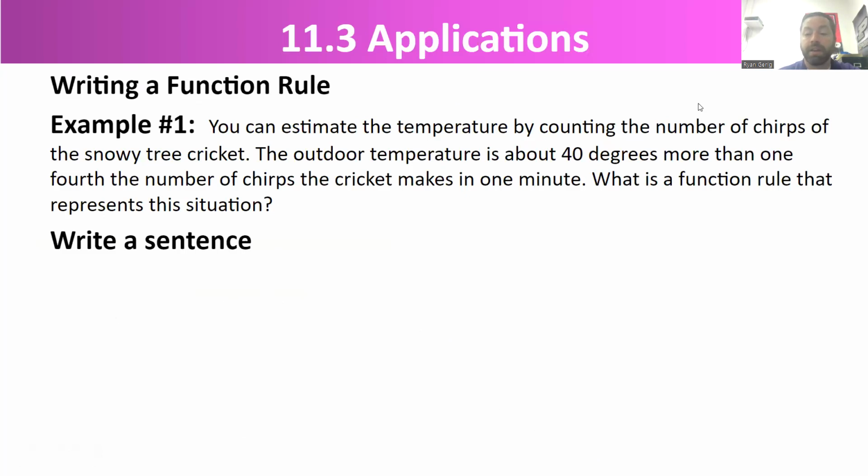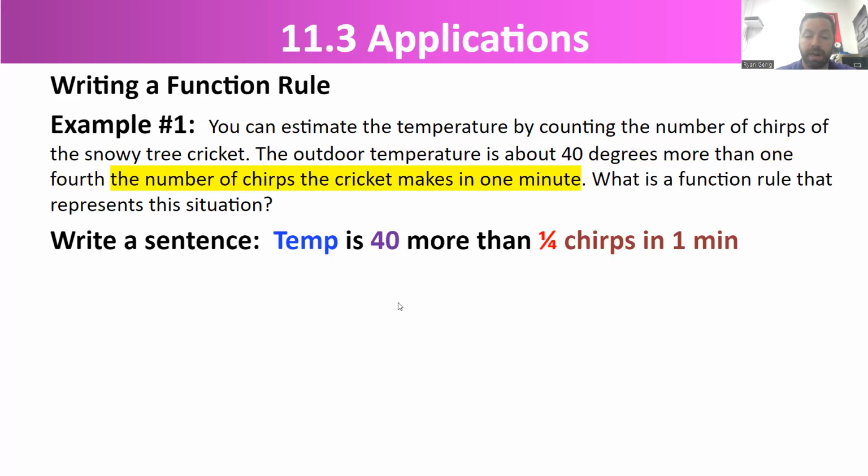So again, I just copied it down there. You can estimate the temperature by counting the number of chirps of the snowy tree cricket. The outdoor temperature is about 40 degrees more than 1/4 the number of chirps the cricket makes in 1 minute. So write a sentence from this. We're gonna take the words and we're gonna shorten them down. Temp is 40 degrees more than 1/4 as a fraction chirps in 1 minute.